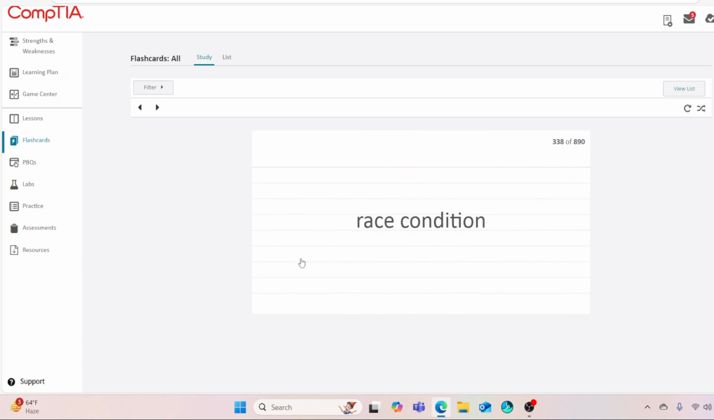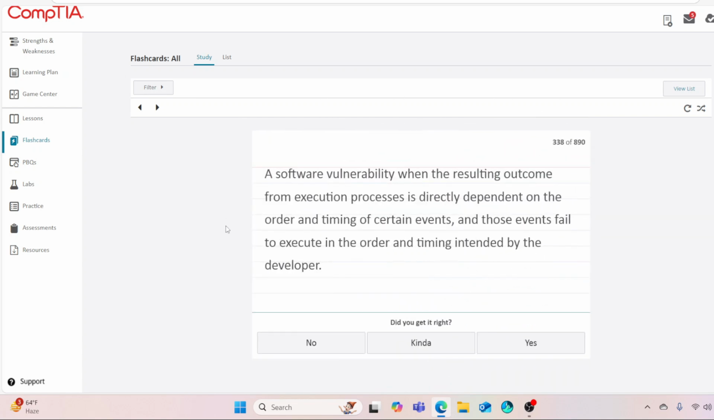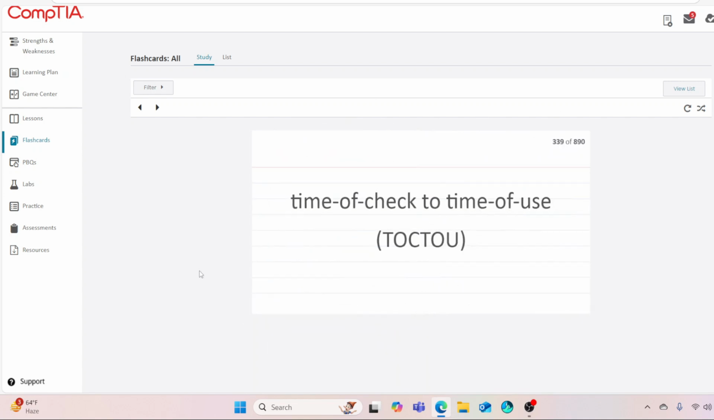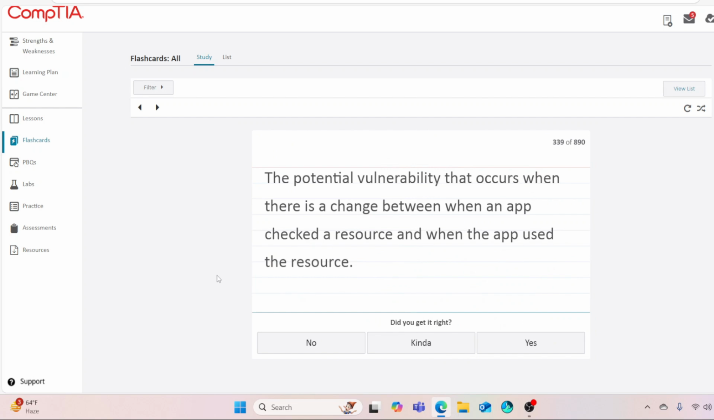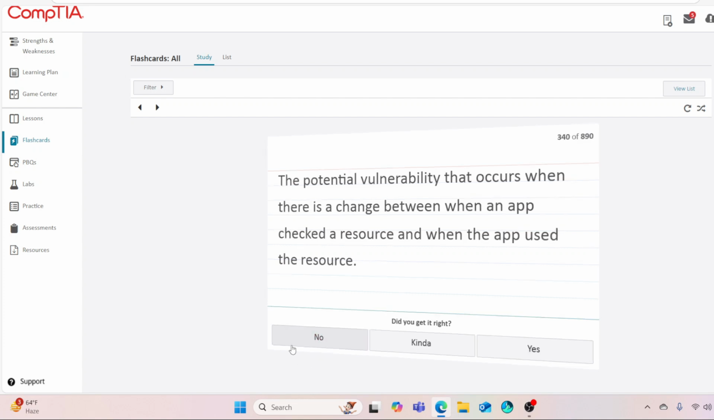Race condition. A software vulnerability when the resulting outcome for execution processes is directly dependent on the order and timing of certain events, and those events fail to execute in an order and timing intended by the developer. Time of check to time of use, TOC, TOU. The potential vulnerability that occurs when there is a change between when an app checked a resource and when the app used the resource.